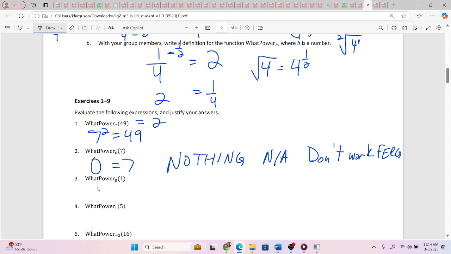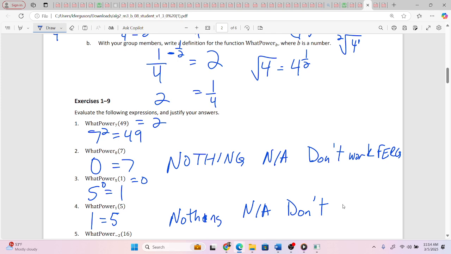So there's nothing. What about what power of 5 equals 1? 0. Anything to the 0 power is 1. Well, what power of 1 equals 5? Nothing. It's the same, because 1 to any power is still 1. You're never going to get another number besides 1 when you take 1 to a power. All right? Don't work, Ferg. You can put any of those.